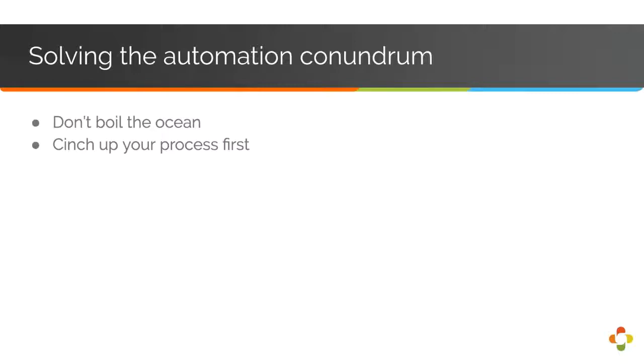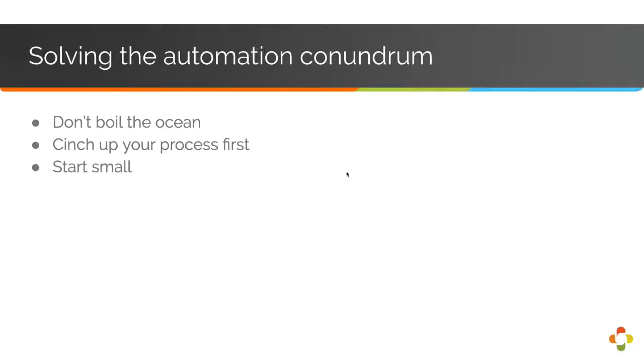The next thing is you have to sync your processes up. Again, if you can't describe it on paper all the way through, it's very difficult to automate. So you have to go through your processes and make sure those things are cinched up.